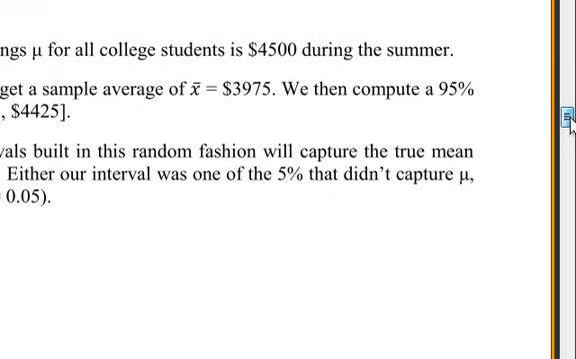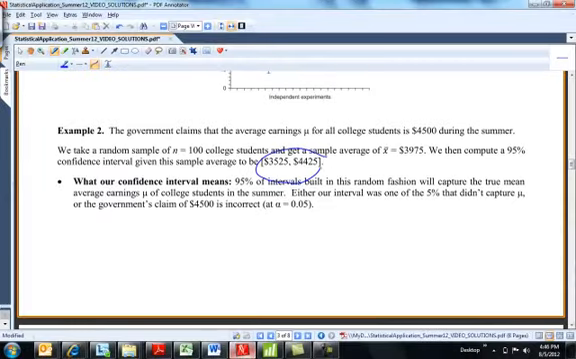This was just an example saying, if I have a confidence interval here, I was trying to figure out the true mean earnings of college students over the summer. The government says mu is 4,500. I grab a random sample of 100 students, build an interval, and get this.